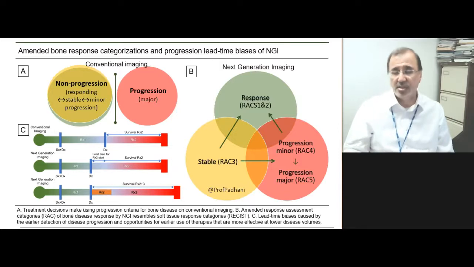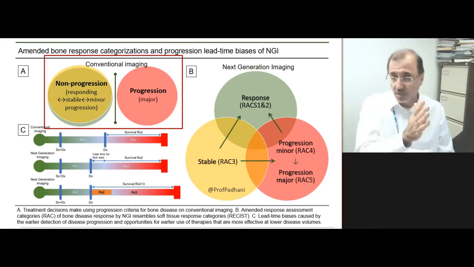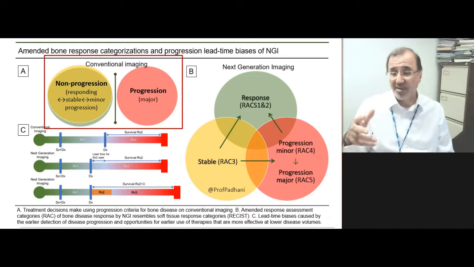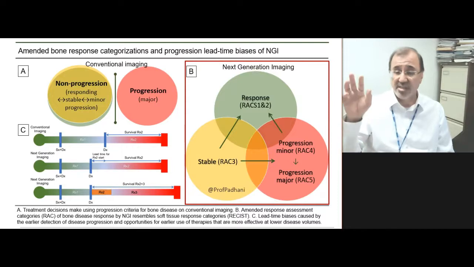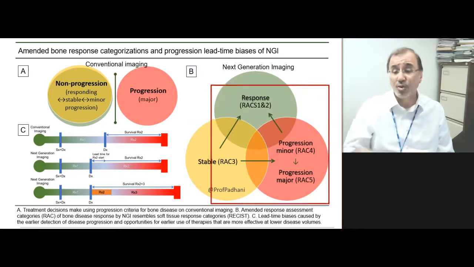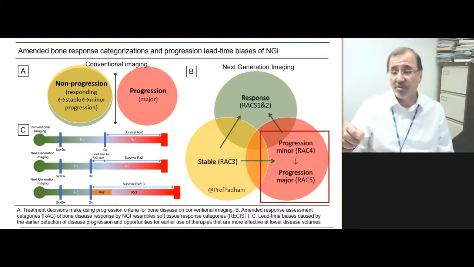Another advantage of next generation imaging is in response assessment settings, as I've just mentioned. So conventionally you would divide patients into progression and non-progression categories, and remember, progression categories tend to be major progression before you can see it on next generation imaging. Next generation imaging helps you split this apart so you can distinguish response from stable from progression. And of course, within progression, minor progression or microscopic progressive disease and major progression can be distinguished.